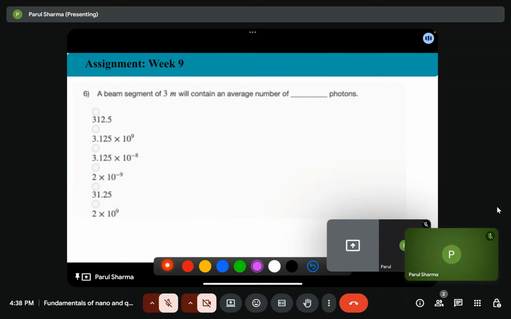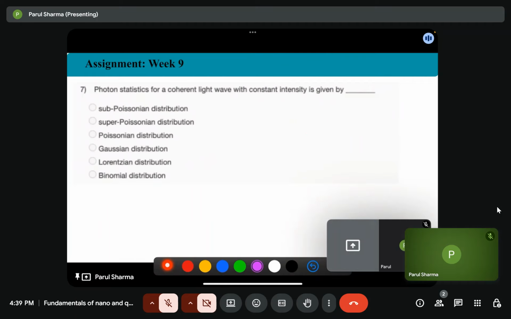A beam segment of 3 meter will contain an average number of photons. So the average number of photons is again equal to phi into t, and phi is equal to 3.125 into 10 raised to power 9, and t is 10 raised to power minus 8. So that is 31.25. So the fifth option is the correct option.